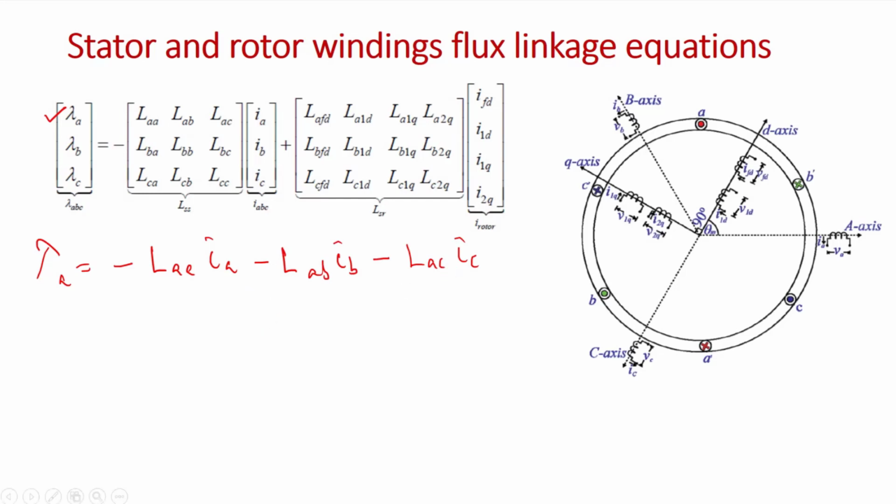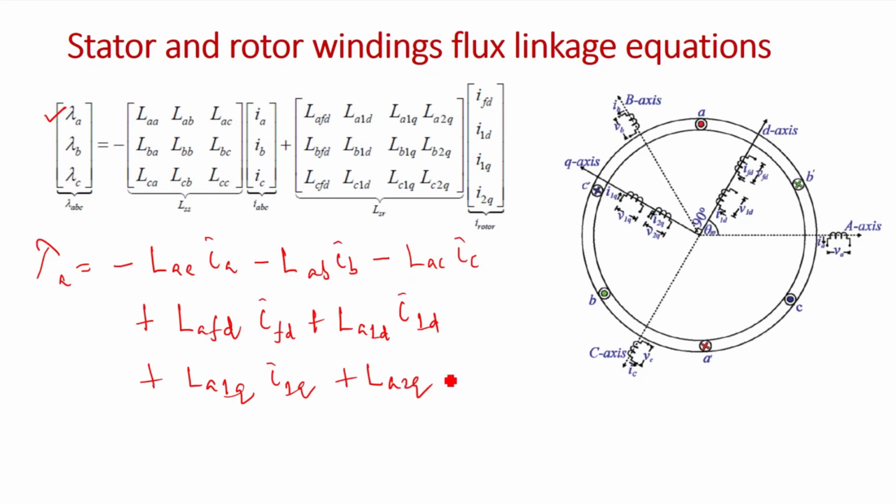Now, because of the rotor currents, what will be the linkage in the phase A winding? That will be, of course, positive because the current is going in. So I can write LAFD IFD, because of the FD current, plus LA1D I1D plus LA1Q I1Q plus LA2Q I2Q. So this is one equation.